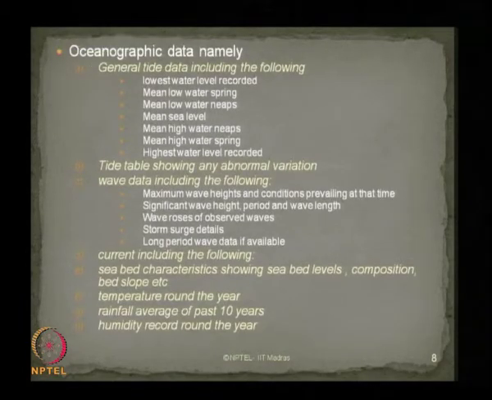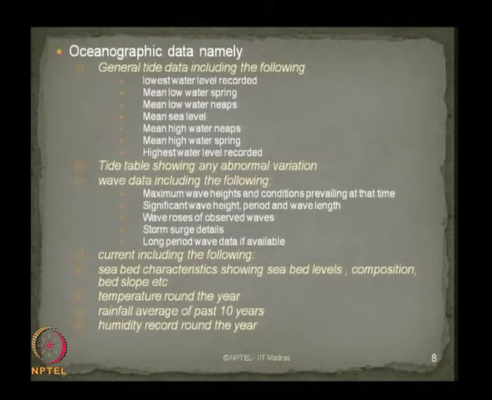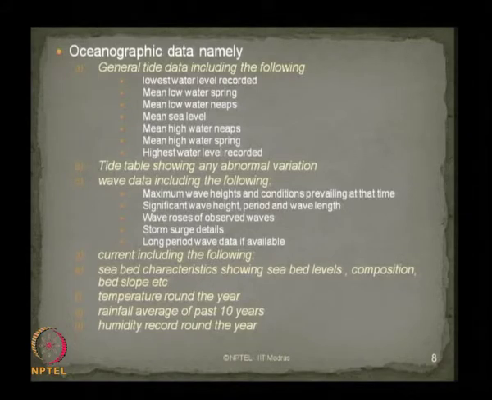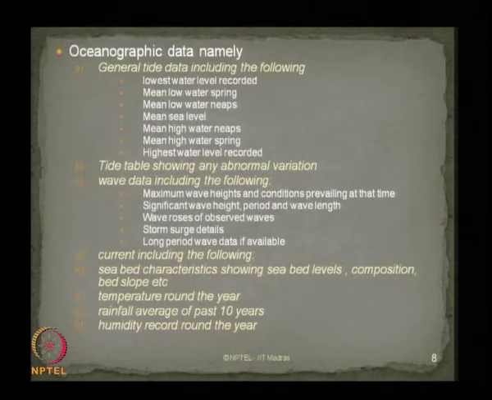Oceanographic data generally has the following contents. General tide data includes the lowest water level recorded, the mean low water spring, the mean low water neaps, the mean sea level value, the mean high water neaps and the mean high water spring, and the highest water level recorded at a specific site, followed by which the tide table will also show if there is any abnormal variation in tide levels at the specific site.